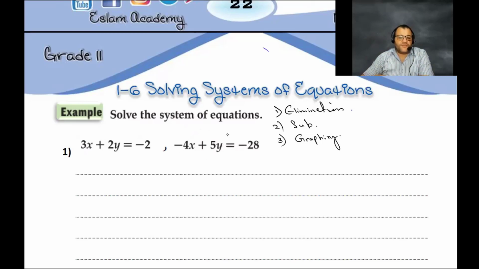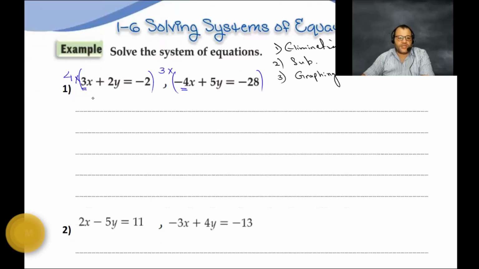For the first one, we can use elimination. We can choose one of the two variables that we need to eliminate, which is x. The coefficient for the first one is 3, and the coefficient of the second one is negative 4. So we multiply all of the first equation by 4, and multiply the second equation by 3. Why do you multiply the first one by 4 and the second by 3? To make the same coefficient.